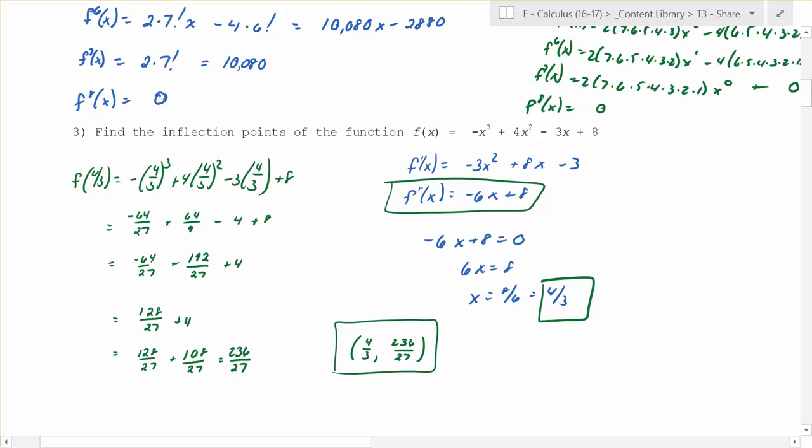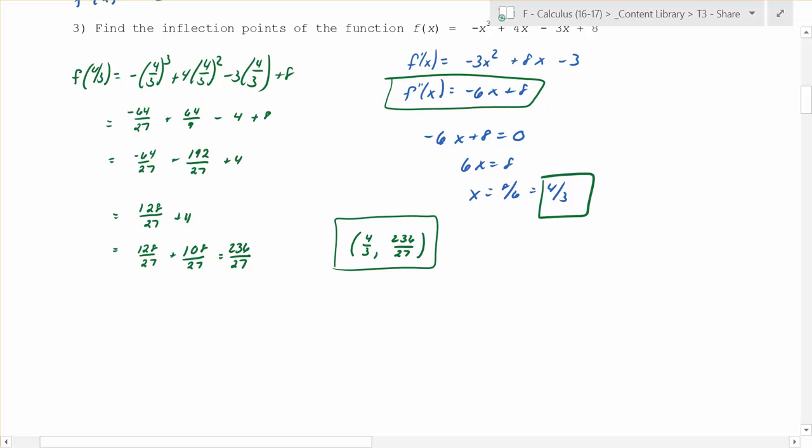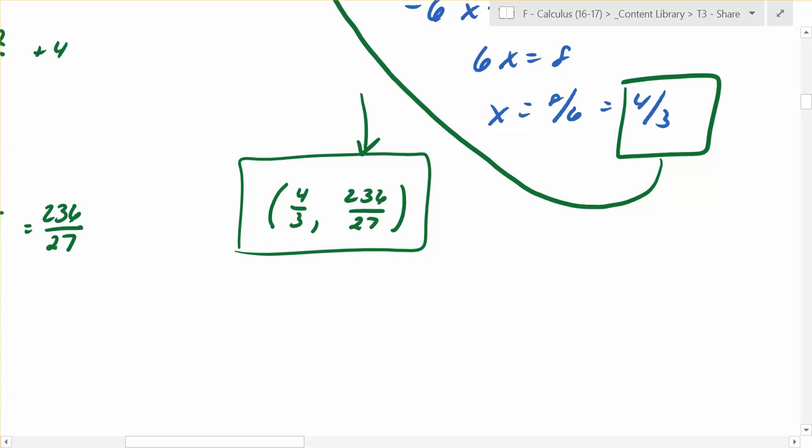So the work right here doesn't actually test it. The work here finds the y value. You see this? The work here is they put this into the original function to find the y value. That's great. That's the point. But did this test to see if it is an inflection point? You need to test it.